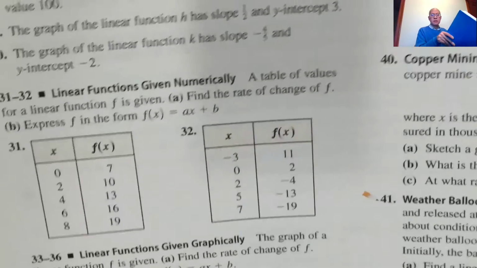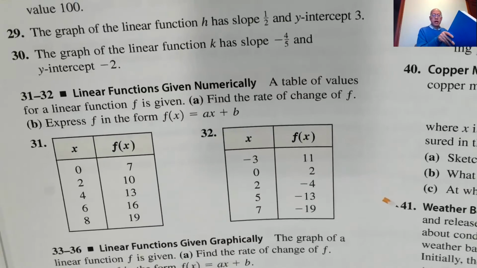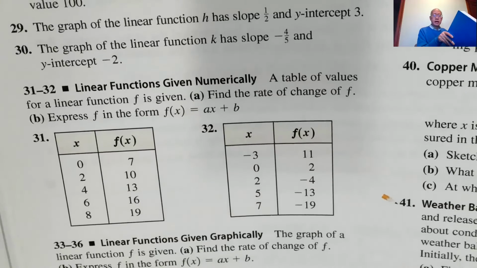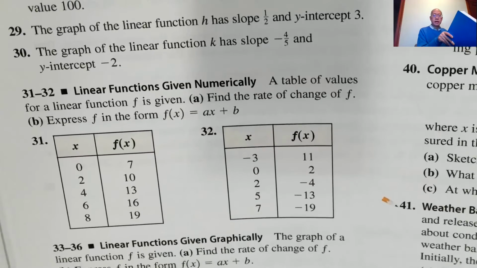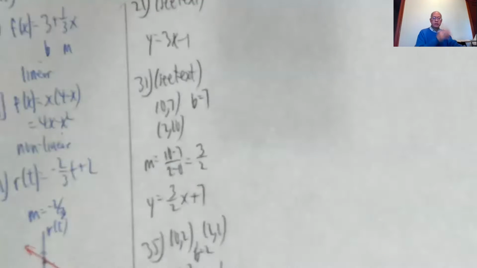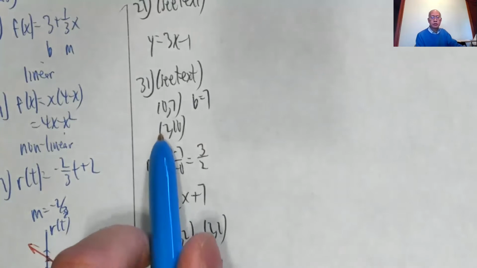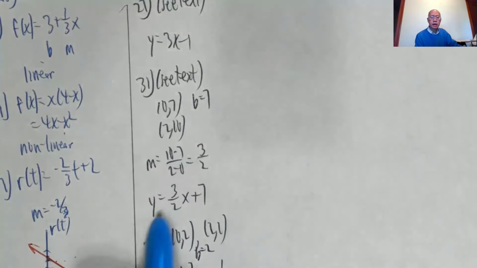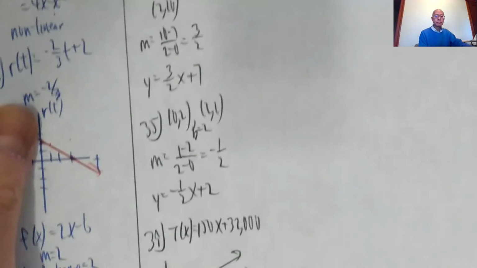31. Okay, so we have the point 0, 10, and x goes 2, 4, 6, 8. F of x or y goes 10, 13, 16, 19. That means the slope is 3/2. Or you could just take the point 2, 10 and compute the slope, 10 minus 7 divided by 2 minus 0. So y equals mx plus b, the slope is 3/2, y equals 3/2 x plus 7.